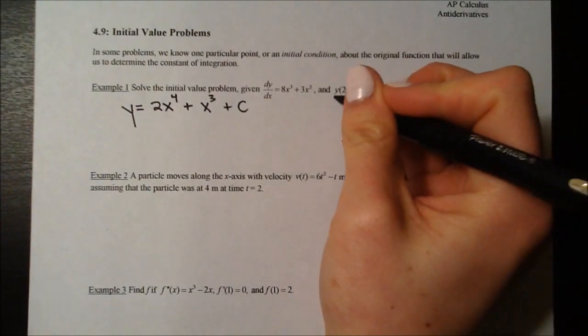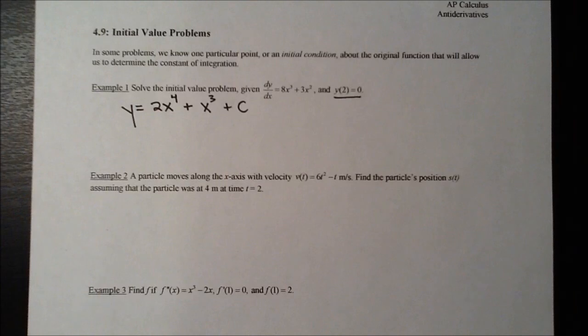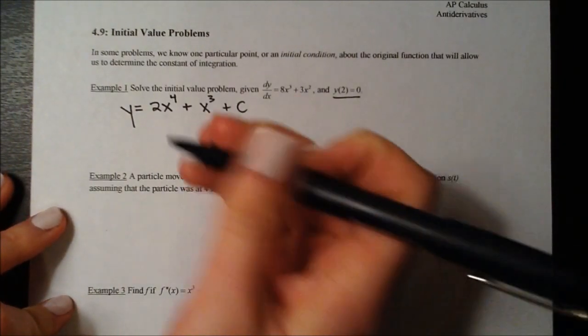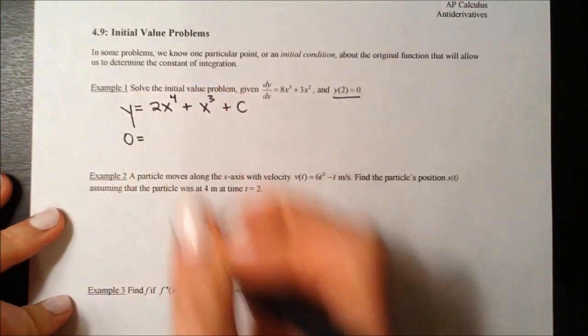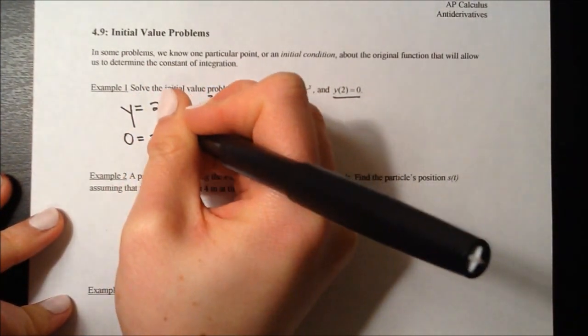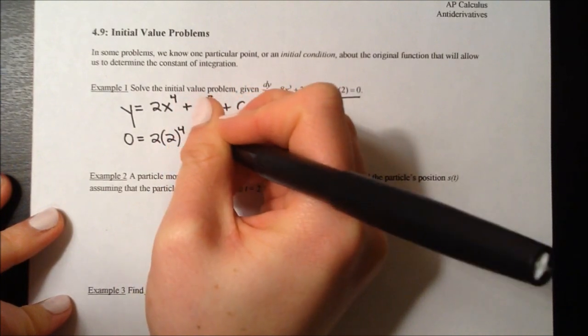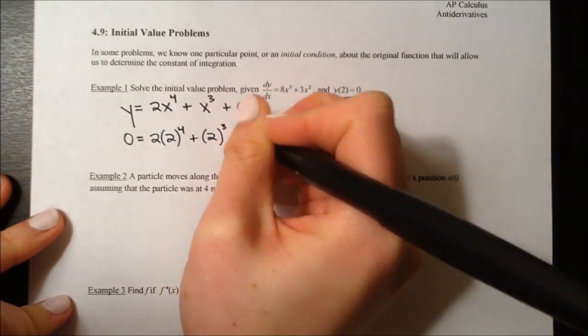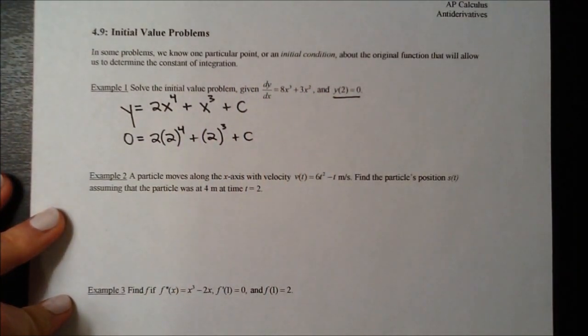And then they give us this thing called the initial condition. And this initial condition says, okay, if you plug 2 into the function, what you get is 0. And so you're plugging in a value for x, you're plugging in a value for y, and that's going to allow you to solve for c. So that's how we do that. So the value they're giving us for y is 0. So we do 0 equals, and then we plug in 2 for x. Okay, and then when all's said and done, we'll be able to solve for c.